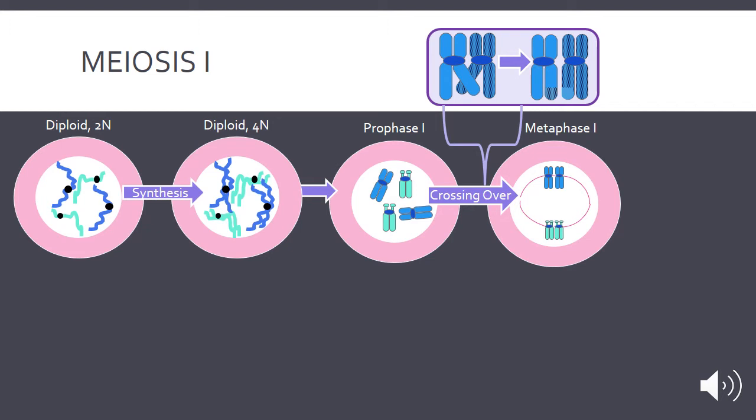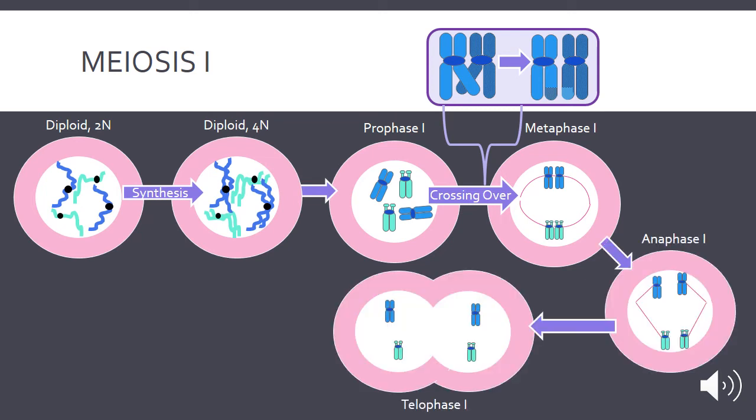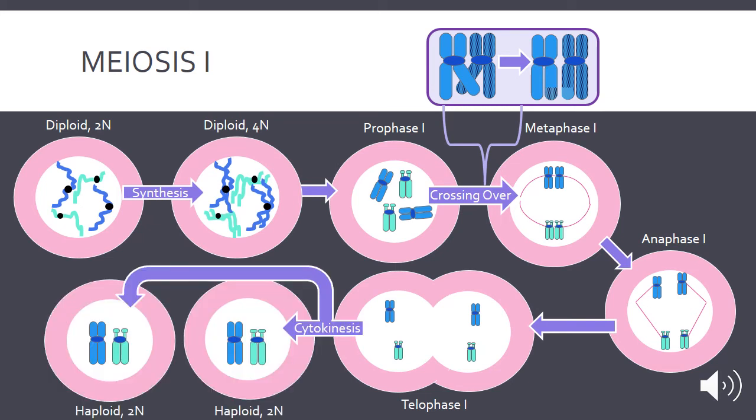Now, metaphase 1 is where things really start to look different from mitosis because now we have paired chromosomes that separate during anaphase and telophase. Okay, and so the daughter cells are now haploid. The mother cell was diploid, but the daughters are haploid. Okay, and this is important because meiosis is a reduction division.